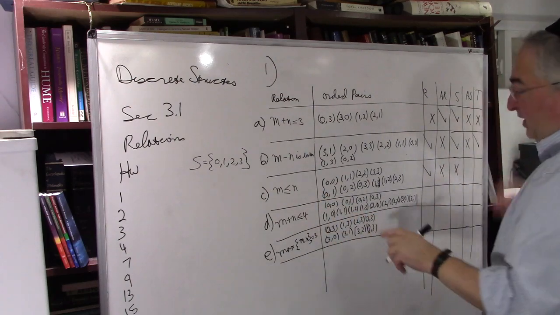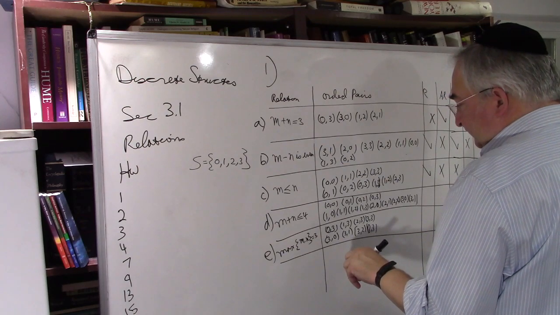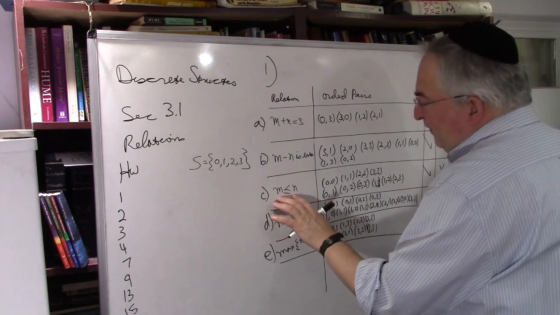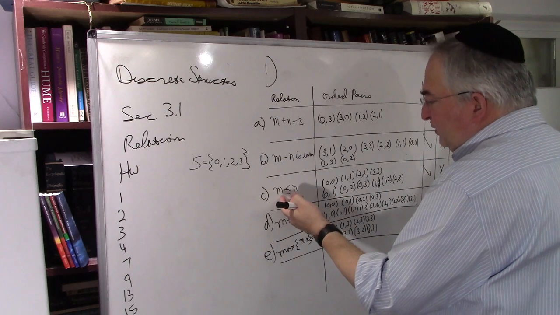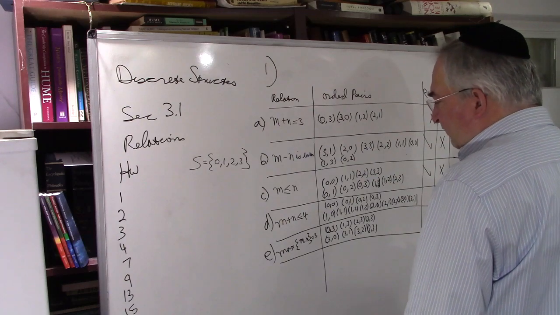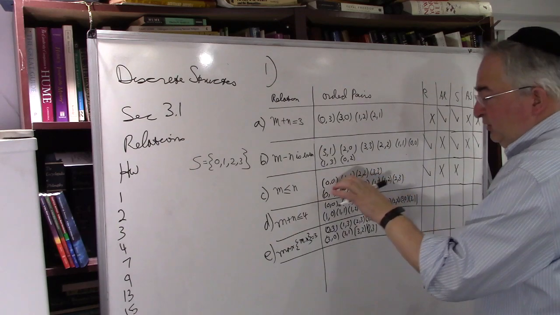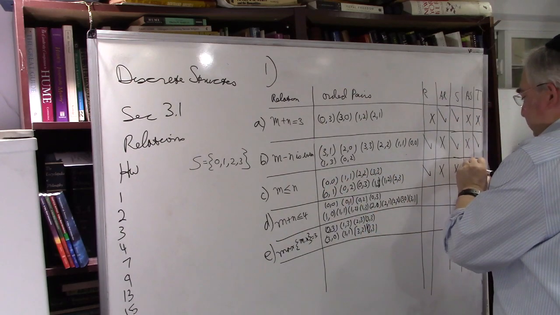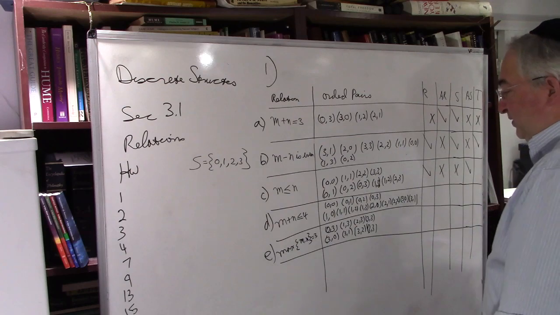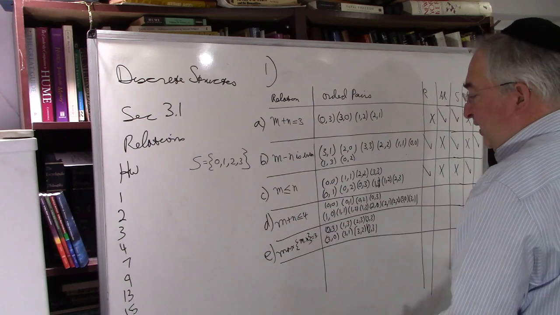Is it anti-symmetric? Yes, it is anti-symmetric. I just have to explain why. If m is less than or equal to n, and n is less than or equal to m, the only way that can be is if m is equal to n. So the only way you have both sides true is for these four pairs. So it is anti-symmetric. I could be wrong on that. If I am, look at the comments at the bottom and see if somebody corrects me. Next is transitive. If m is less than n and n is less than p, is m less than p?